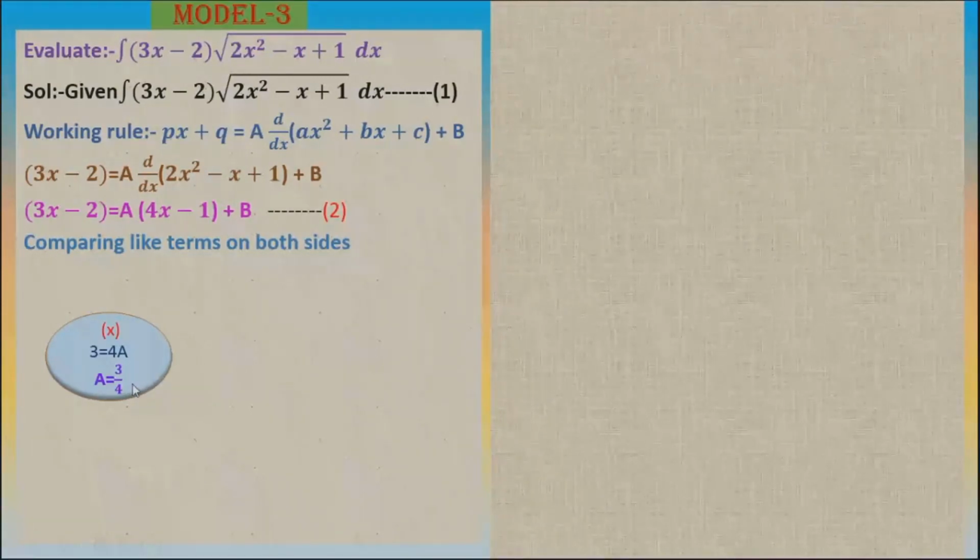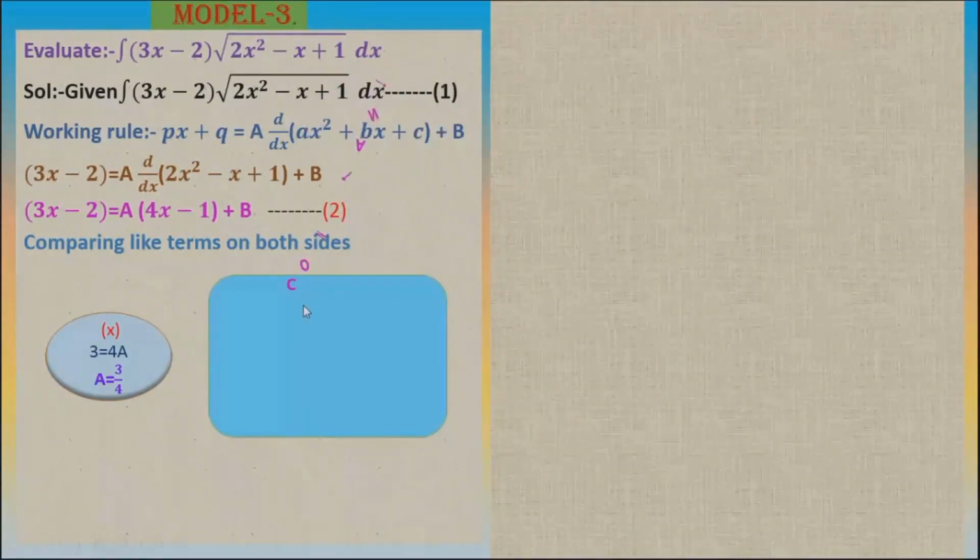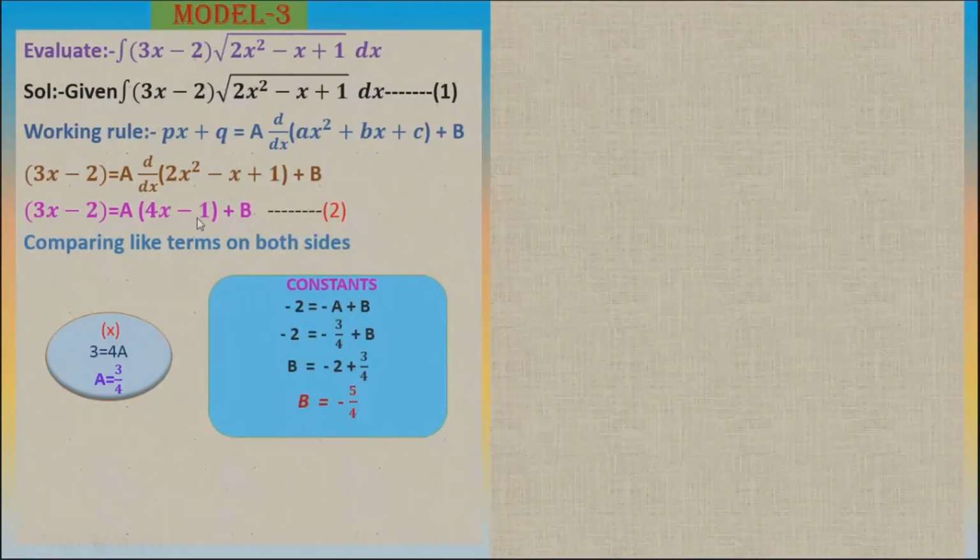Next, for finding the value of b, I am taking the constants on both sides. So by comparing the constants on both sides, on the left side the constant is minus 2, is equal to, on the right side we have two constant terms, one is minus 1 and one more is b. Here the whole bracket is multiplying with a, so minus 1 is also multiplying with a, so it becomes minus 1 into a, minus a, and we have one more constant that is b, so plus b.